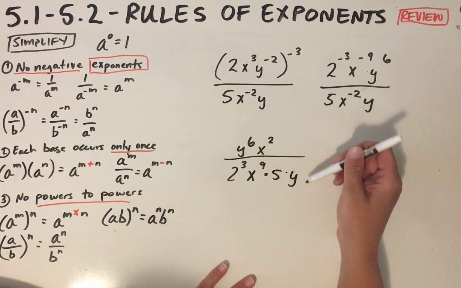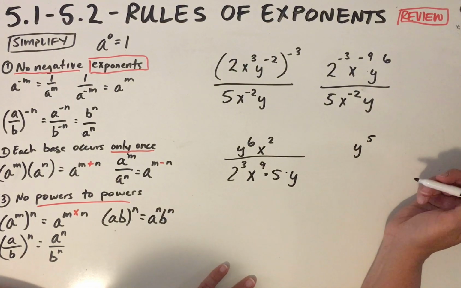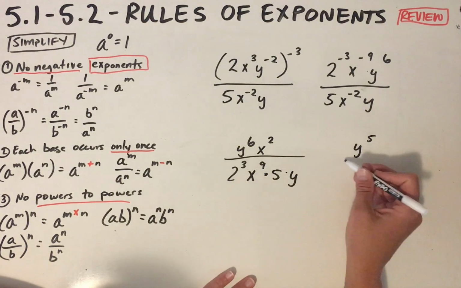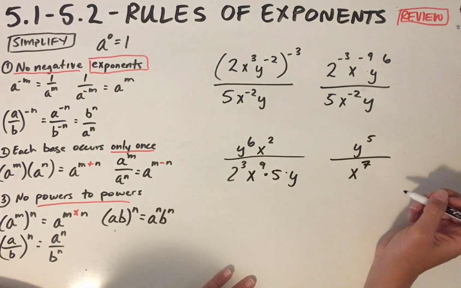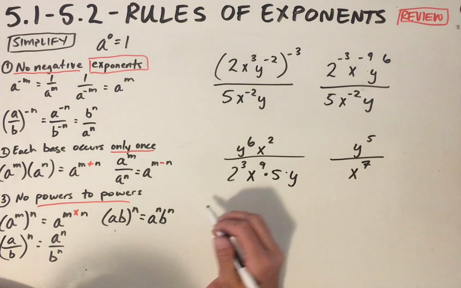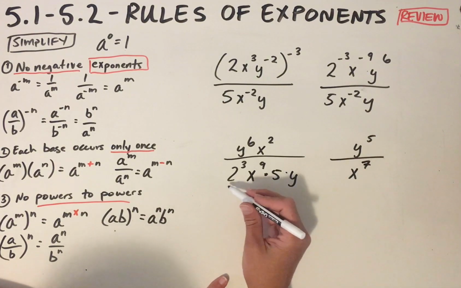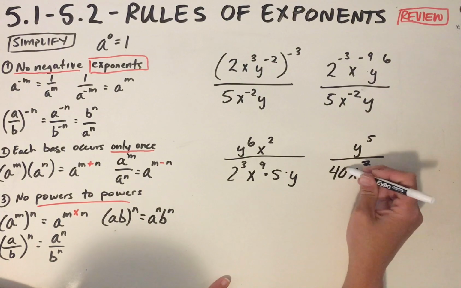Well, if I have 6 y's upstairs and 1 down, then I've got 5 more upstairs than downstairs. If I have 2 x's upstairs and 9 downstairs, then I have 7 more downstairs. Okay, but what about this 2 cubed and this 5? Well, again, this is all related through multiplication, so I took care of that each base occurs only once, but I need to do this, which is 2 times 2 times 2 is 8, times 5 is 40. This 40 is on the bottom.